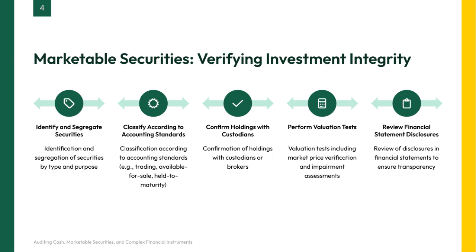We also need to confirm our actual holdings with custodians or brokers to ensure that our records align with the external sources. Valuation tests are another key aspect, where we verify market prices and assess any potential impairments to reflect the true value of the securities accurately. Finally, reviewing the financial statement disclosures is essential to maintain transparency and provide stakeholders with a clear understanding of the securities reported. These steps collectively ensure that our investment records are accurate and reliable.